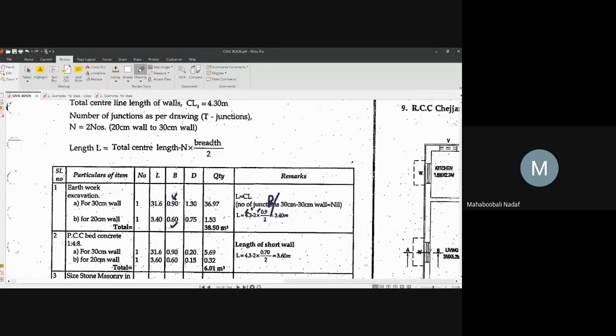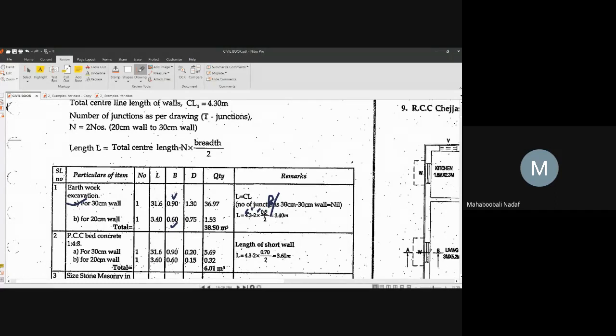There are two Bs here. One is the bigger excavation for the 30 centimeter wall, another is 0.6. When you minus n into B by 2, which one should you take? Bigger, sir. You should always take the bigger excavation.